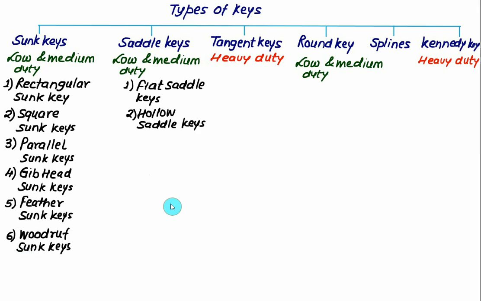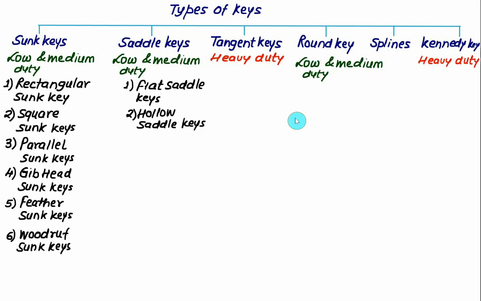Saddle keys are basically of 2 types. One is the flat saddle key and the second is the hollow saddle key. We'll discuss these keys in the same sequence that we have written here. First we'll discuss the sunk keys, that is rectangular, square, parallel, jib head, feather and woodruff. Then we'll discuss the saddle key, tangent key, round key, splines, and Kennedy keys.